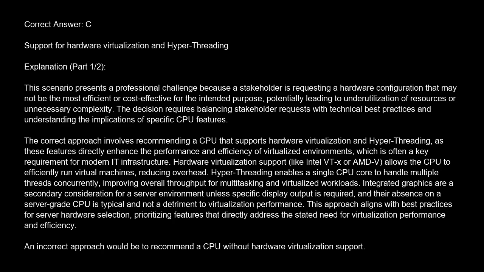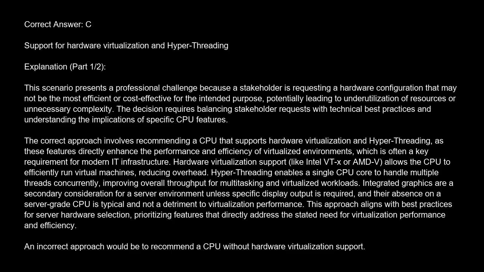Explanation. This scenario presents a professional challenge because a stakeholder is requesting a hardware configuration that may not be the most efficient or cost-effective for the intended purpose, potentially leading to underutilization of resources or unnecessary complexity. The decision requires balancing stakeholder requests with technical best practices and understanding the implications of specific CPU features. The correct approach involves recommending a CPU that supports hardware virtualization and hyperthreading, as these features directly enhance the performance and efficiency of virtualized environments, which is often a key requirement for modern IT infrastructure.